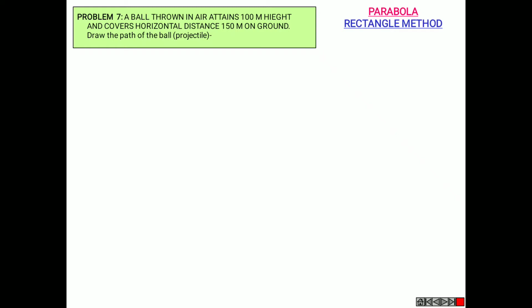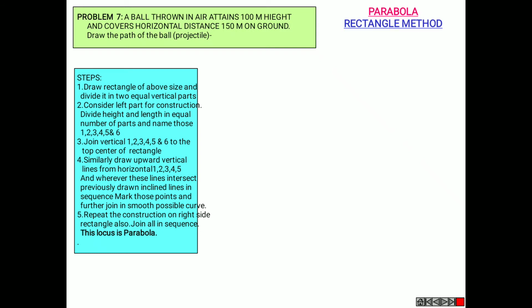From one person to the other, the height attained by the ball is 100 meters and the distance to that person is about 150 meters. He is asking us to draw the path of the ball, how it is projected from that person to the other person. That path is called a parabola, so we need to make that path. There are some steps involved in it, five steps. We will see them one by one.